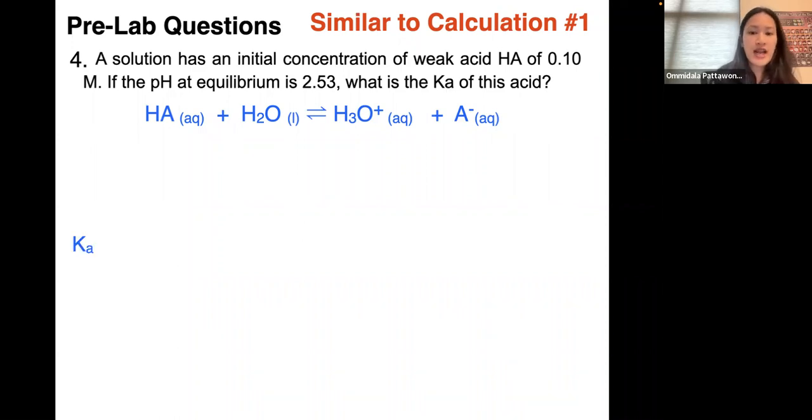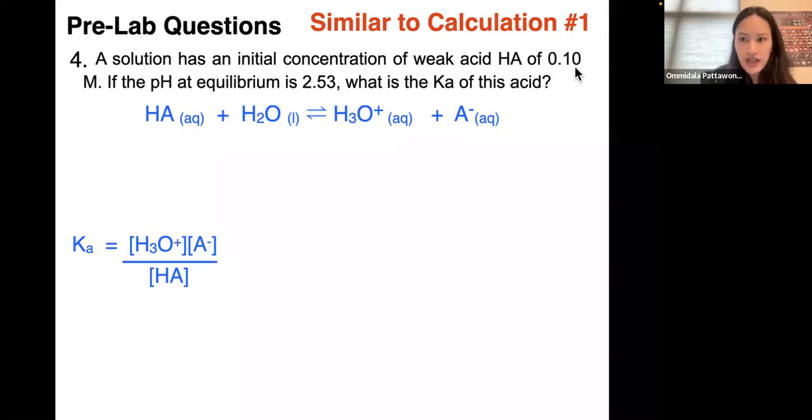So what I'm going to do is set up the expression first. The Ka expression for this would include product divided by reactant. So it would be the product of those two products multiplied by each other, and then divided by the reactant, which is that. We are going to exclude water again because water is a liquid. Now how can we plug each of these in? We know the concentration of the weak acid already because it is given as 0.1. What we don't know is the concentration of the hydronium ion and its conjugate base.